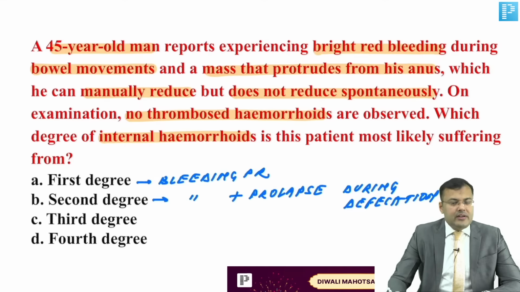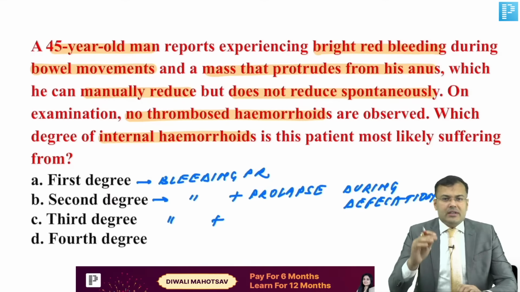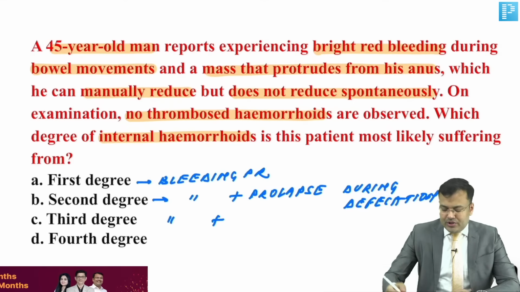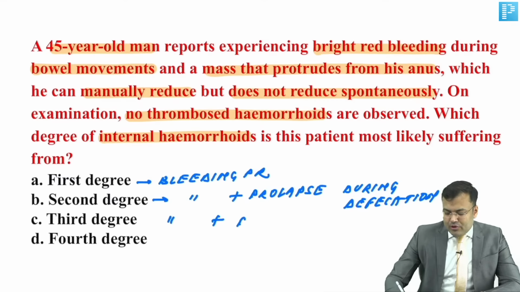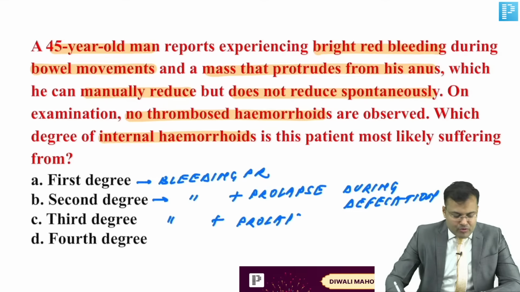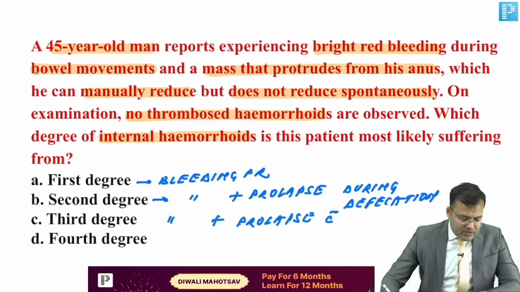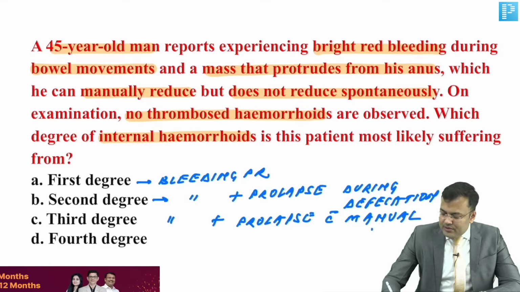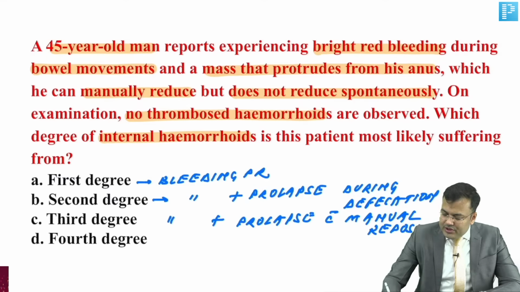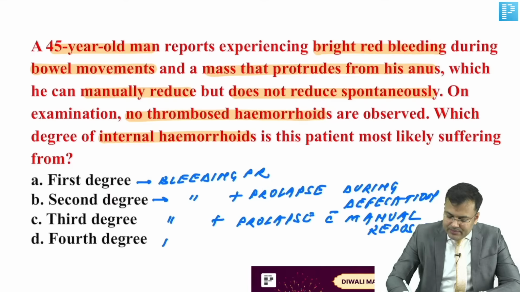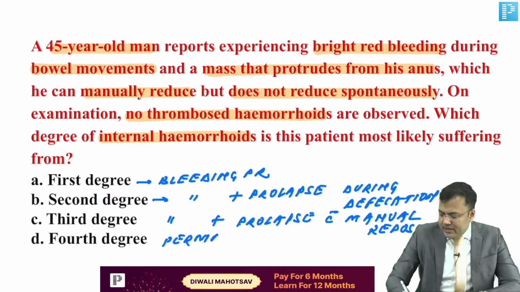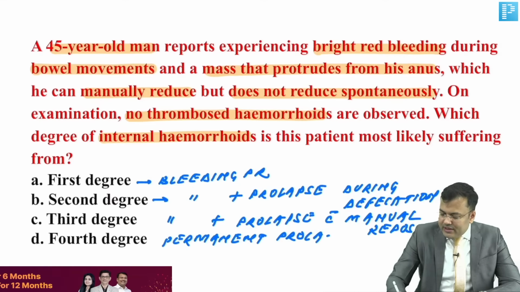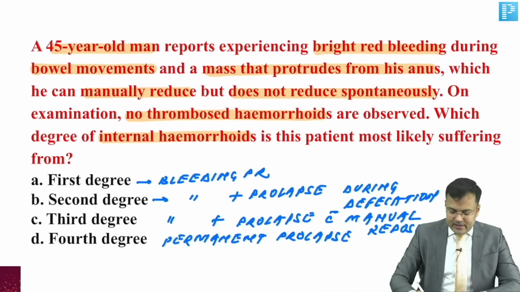Then there is third degree. In third degree, there is bleeding plus prolapse, and the patient has to put it back with fingers. It means there is manual reposition. And fourth degree, guys, you know there is permanent prolapse. You got it? So here, what is the correct answer? Here the correct answer is third degree.